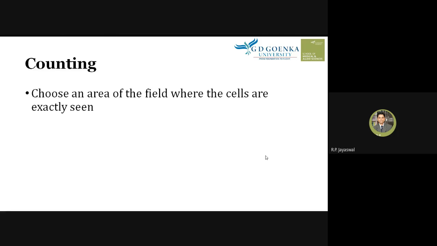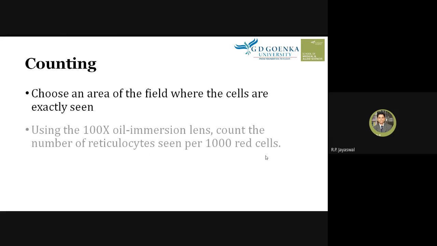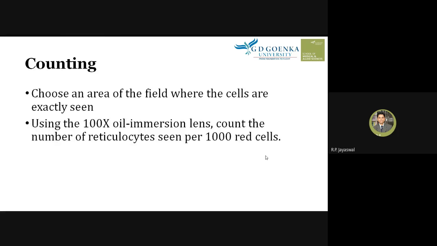You have to check that the cells are visible or not. So using 100x oil immersion lens, count the number of reticulocytes seen per 1000 red cells. So you have to change the field, and at different fields, at least 10 to 15 fields you have to observe, and you have to count at least 1000 red cells, and among 1000 red cells how many reticulocytes were seen. So you have to record it.